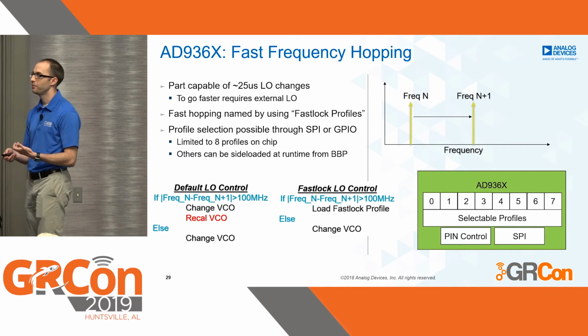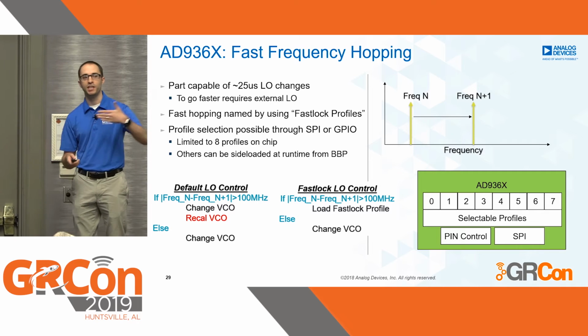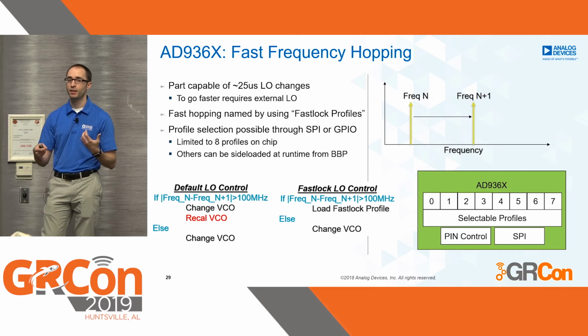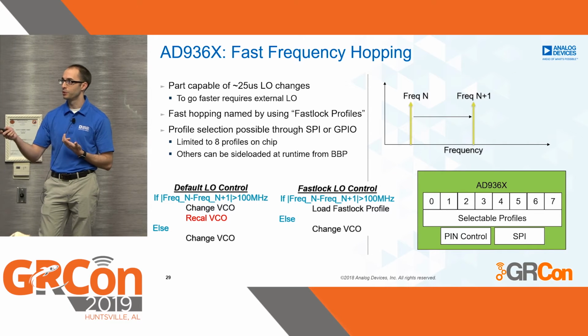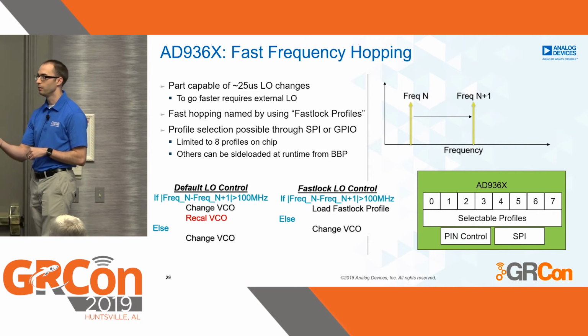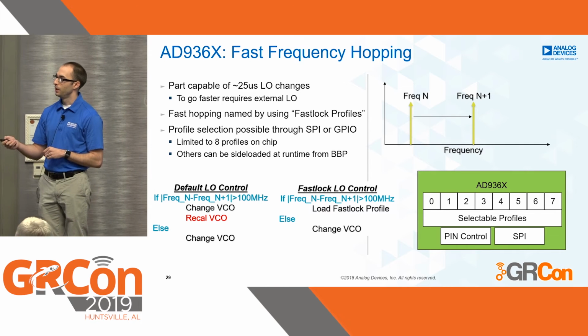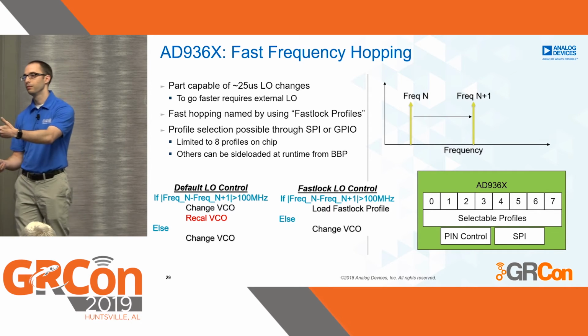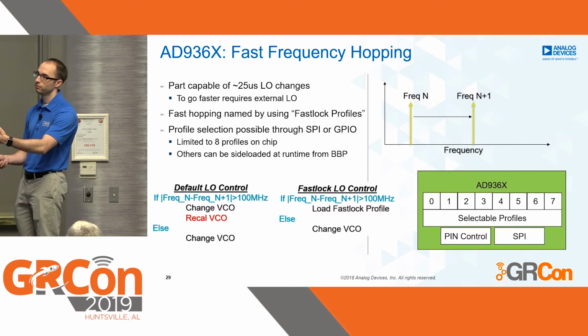But to do this, you have to be able to keep up with the part at that speed. So if you want to hop very quickly at this rate, you have to use this concept called fast lock profiles in the transceiver. Now, if you don't use these in a traditional manner, you have this logic on the left here in the default LO mode, where if you change the LO beyond 100 megahertz, you have to retune or recalibrate the VCO.